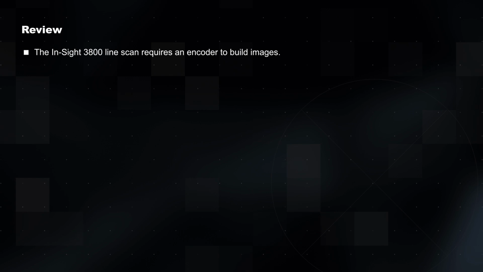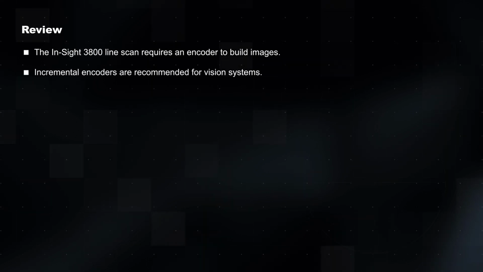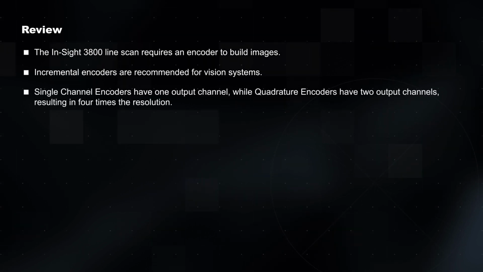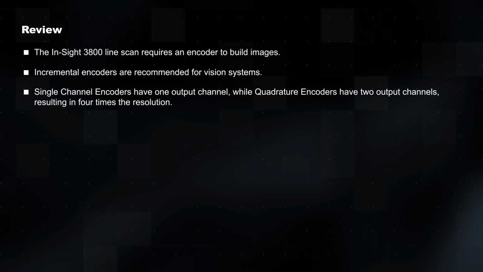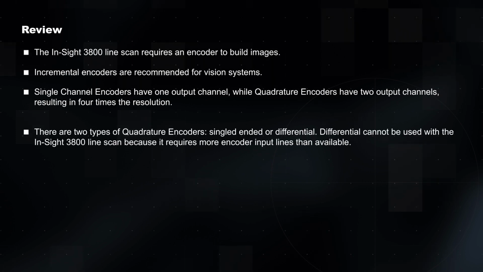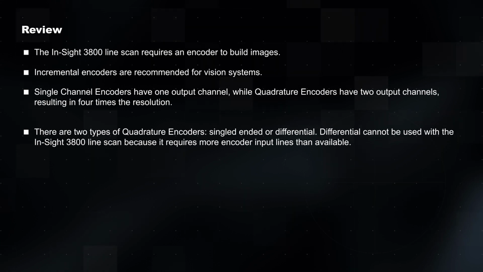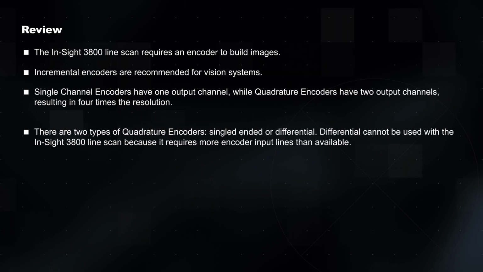To review, the In-Sight 3800 line scan requires an encoder to build images. Incremental encoders are recommended for vision systems. Single-channel encoders have one output channel, while quadrature encoders have two output channels, resulting in 4 times the resolution. There are two types of quadrature encoders, single-ended or differential. Differential cannot be used with the In-Sight 3800 line scan because it requires more encoder input lines than available.